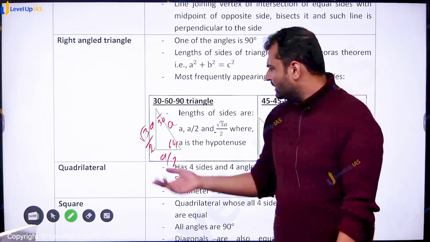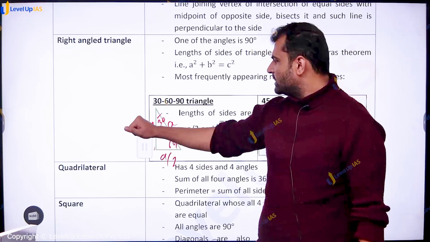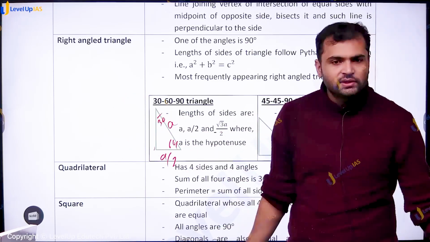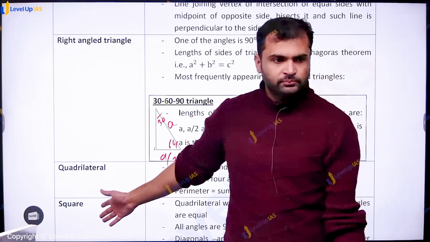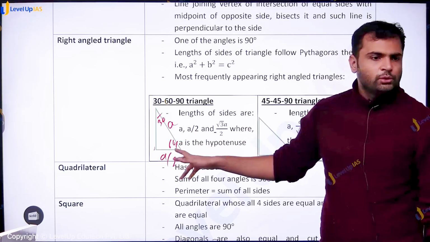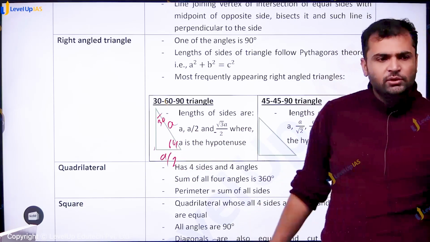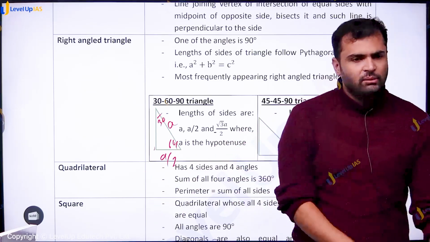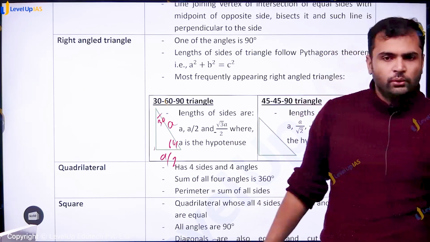If you can remember, otherwise you can forget this one side. Remember that one side is A by 2, and automatically you know the second side by Pythagoras theorem. Just remember, the side opposite to 30 degrees, the smaller one, is A by 2. That much you can remember. The side opposite to the smaller angle, which is 30, is A by 2. Rest of the things will follow.